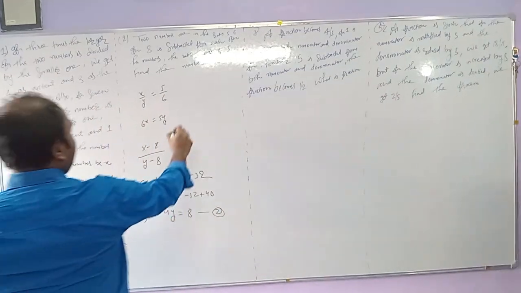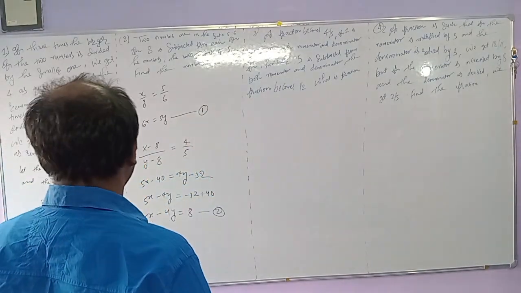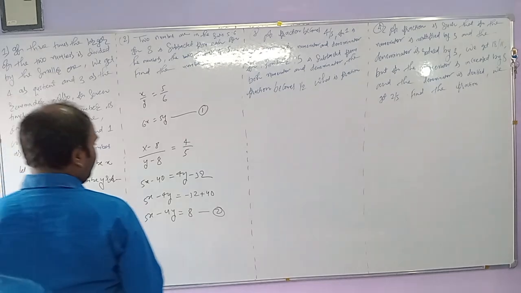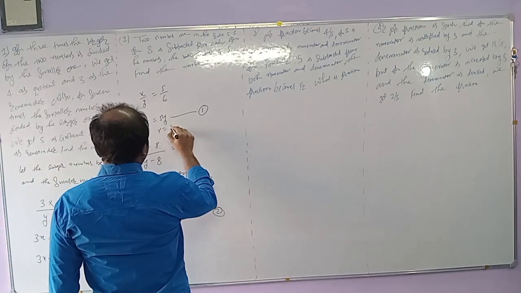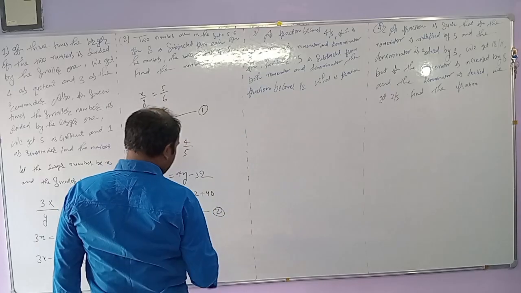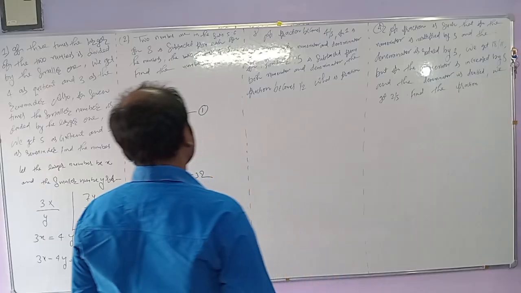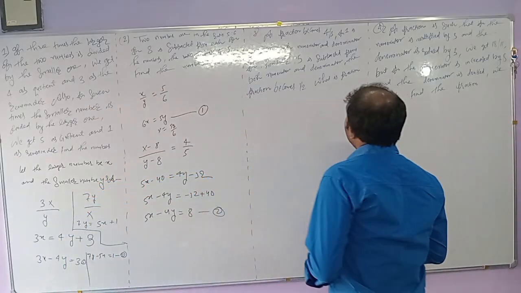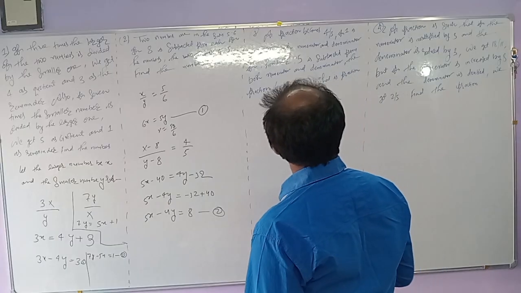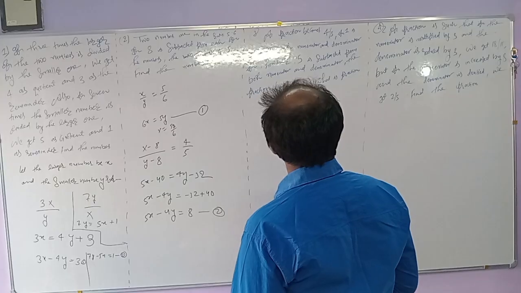When we substitute the value of x equal to 5 upon 6 in the equation second, we get the value of x and y respectively. In another question, a fraction becomes 4 upon 5 if 1 is added to both numerator and denominator.